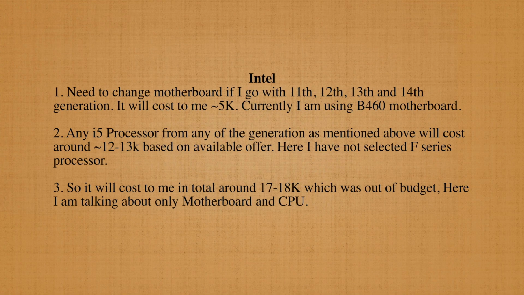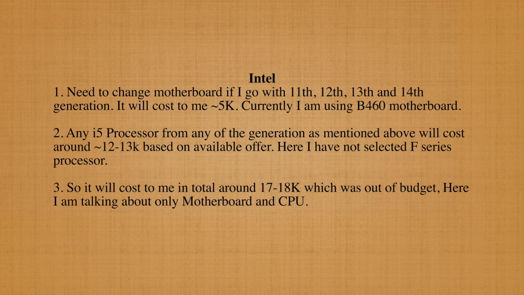I started looking into upgrade options for Intel CPUs. I looked at the prices of 11th gen, 12th gen, 13th gen and 14th gen CPUs. But the problem is that I am using an i3 10th gen with a B460M motherboard, so 11th gen onwards CPUs would not be compatible with the B460M motherboard. So definitely another cost is incurred to make the CPU compatible with the motherboard. As you can see, if I purchase any i5 processor from 11th to 14th gen, it will cost around 12 to 13k or more.